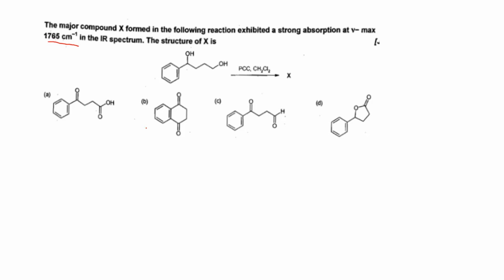So what will happen? First, due to the presence of PCC and DCM, you know this one is primary, this one is secondary. So which is more susceptible to get oxidized? Obviously the primary one, because its reactivity is higher. This undergoes oxidation, forming this aldehyde.